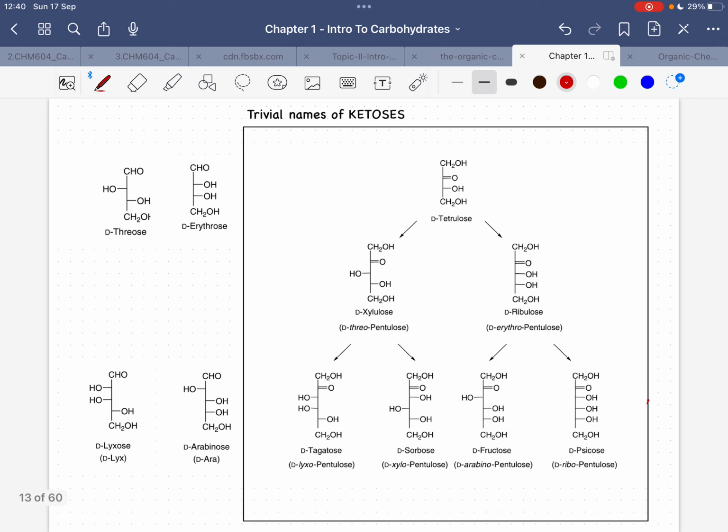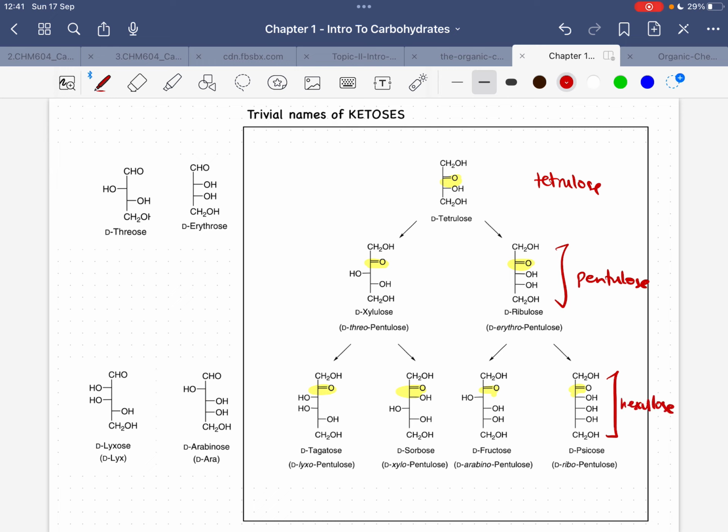And we also have the ketoses. And what is common to all of them is the ketone functionality. Here. This is a tetrose, sorry, not tetrose, but tetrulose. 1, 2, 3, 4. This one is pentulose. And this group is hexulose.